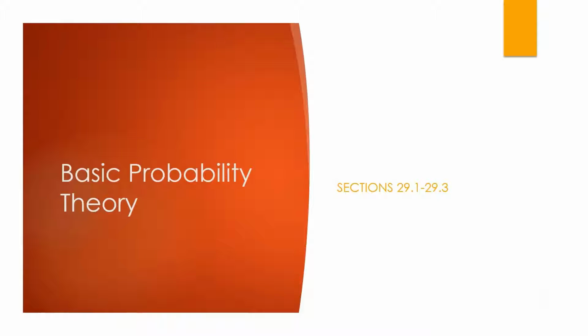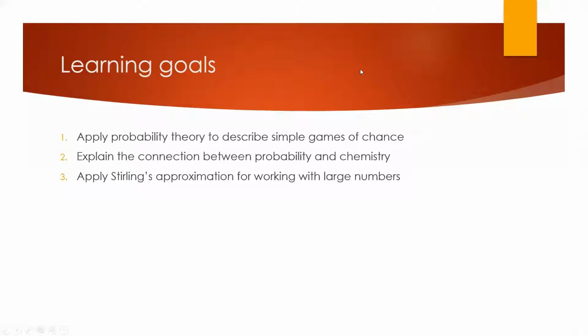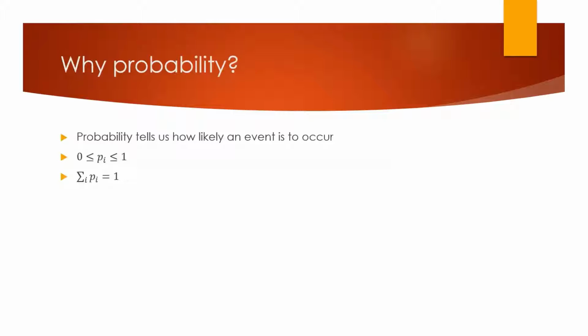So we'll be talking about basic probability theory today, mostly using things we're very familiar with: coin flips, decks of cards, die rolls, and the like. The learning goals for today are going to be to apply probability theory to describe simple games of chance, like I just mentioned. And then we're going to want to be able to also explain the connection between this very basic probability and chemistry. And we'll continue working on this point throughout the next couple of lectures. At the end, we'll apply Stirling's approximation, which will allow us to work with large numbers and determine the probability of very large numbers.